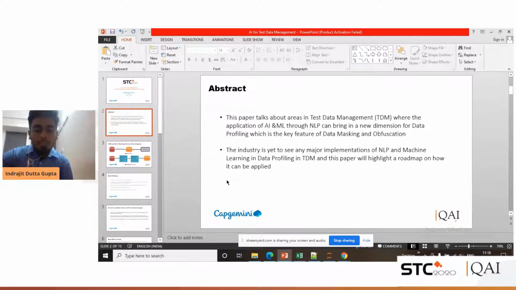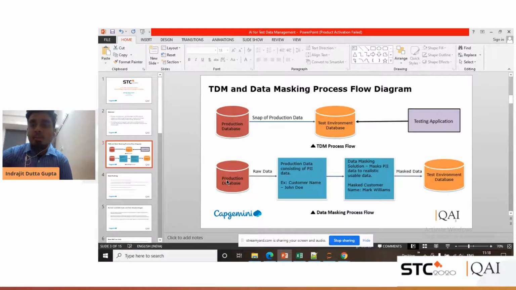So before going to the exact problem statement, I want to talk a little bit about what test data management is and what data masking is, just a brief introduction so that you can understand the problem a little better. So test data management is nothing but the availability of test data in the test environment database.